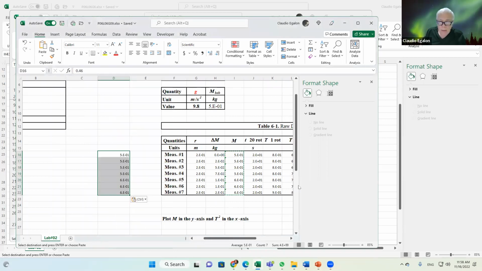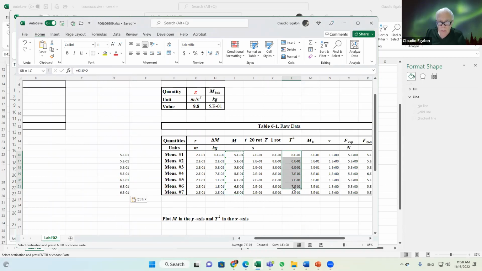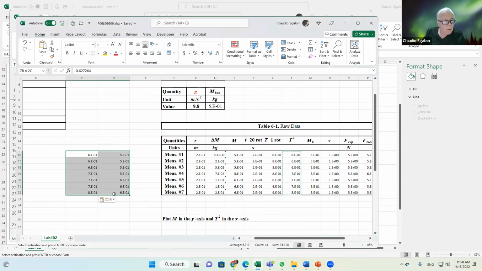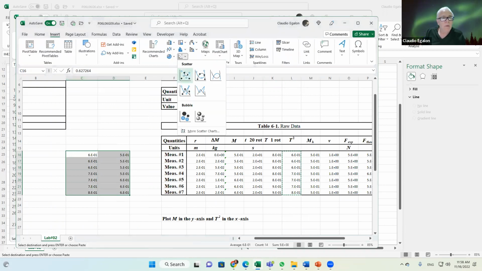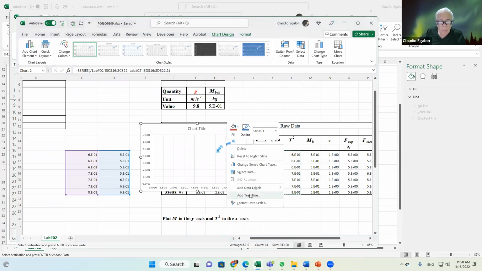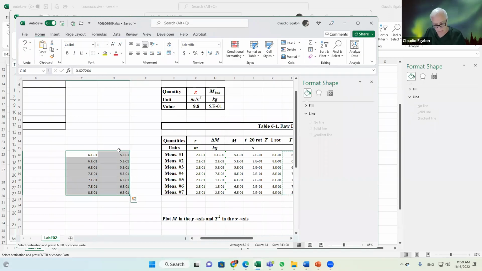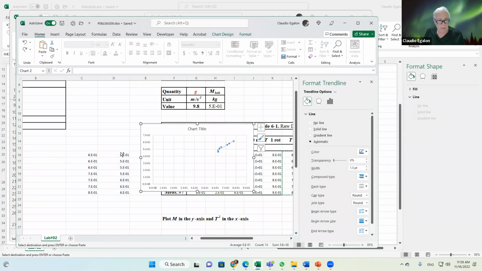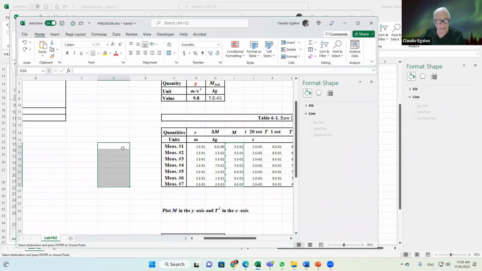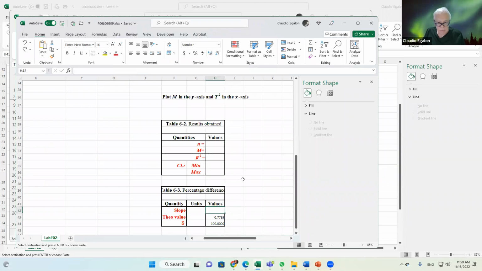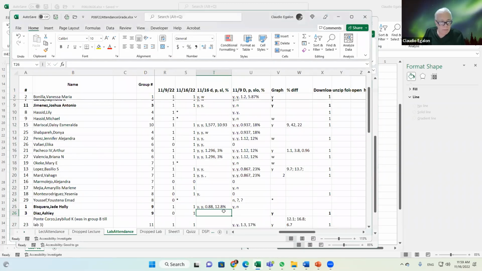This one and T square. T square, here you go. Insert. Okay, this one, add trend line. I am getting 0.88, just like you did. Okay, good. Okay, Jade, so whatever you did seems to be correct. 0.88, and you know, the experimental value is 0.77, getting like 12% difference. Okay, so let's see next.